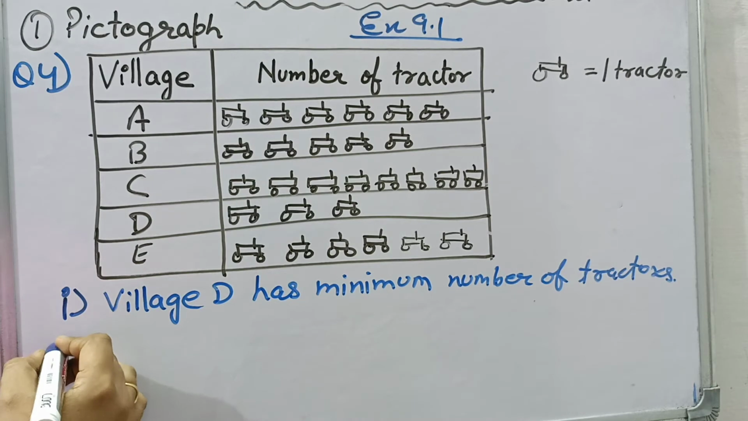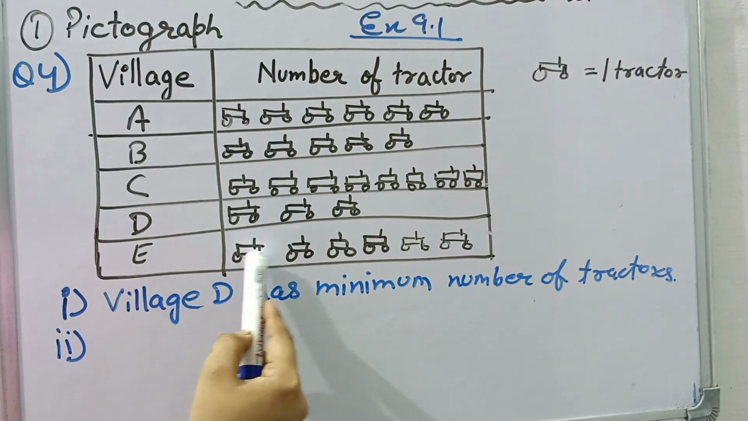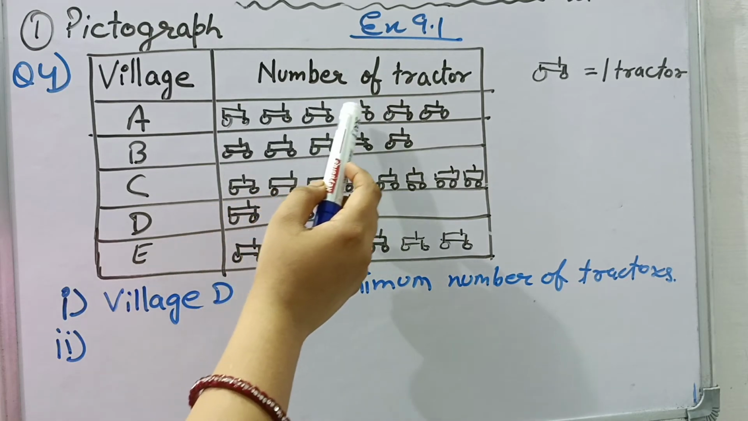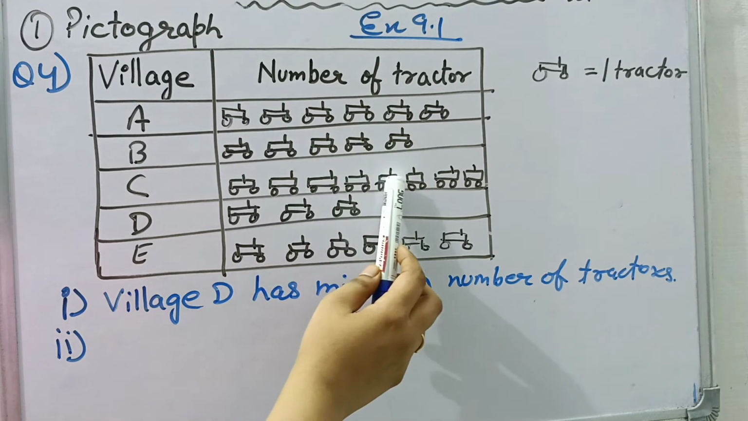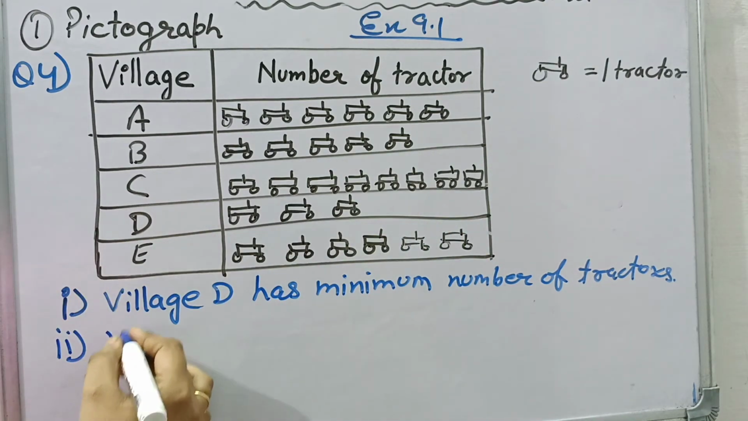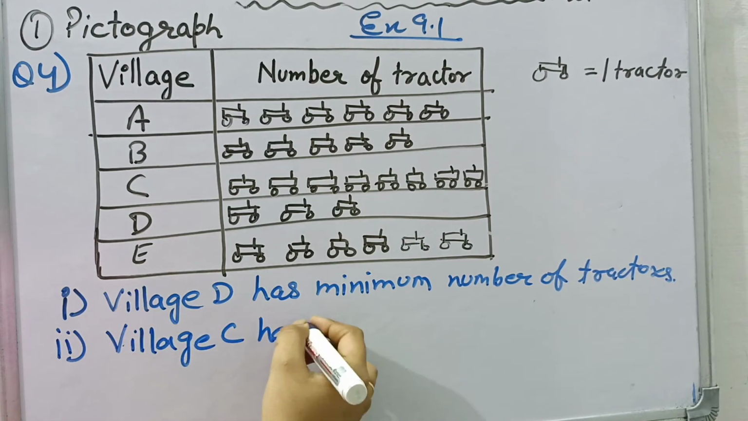Now come to question number 2. Which village has the maximum number of tractors? Now we have to count which village has the maximum number of tractors. If we count for village E, it is 1, 2, 3, 4, 5, 6. For village A, 1, 2, 3, 4, 5, 6. For village C, it is 1, 2, 3, 4, 5, 6, 7, 8. So that means village C has the maximum number of tractors.